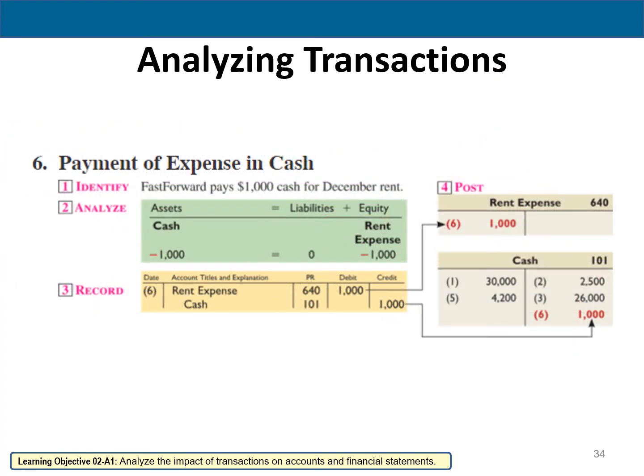All right, so in transaction 6, Fast Forward is paying $1,000 cash for December rent. So if we analyze our transaction, the two accounts that are affected are cash and rent.